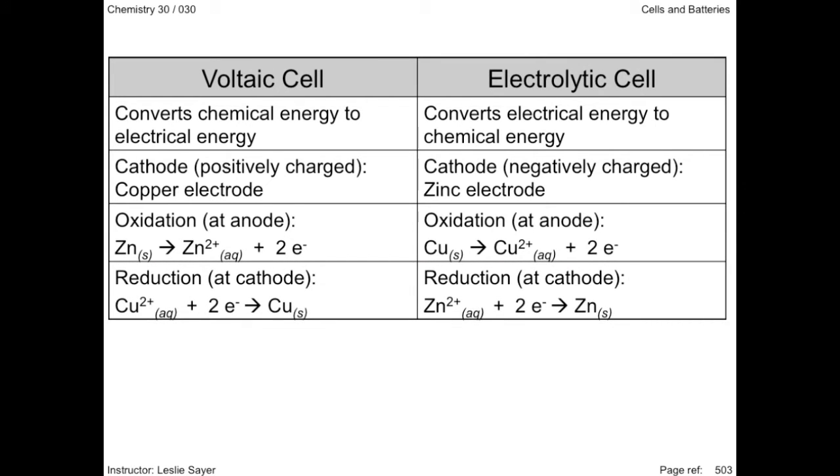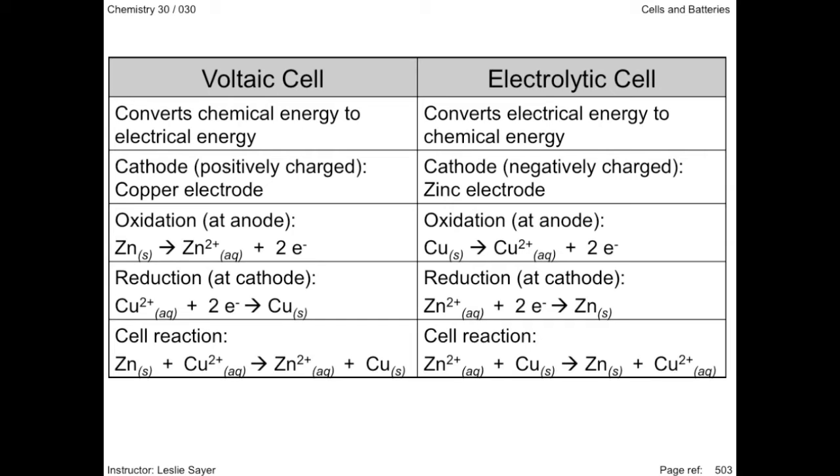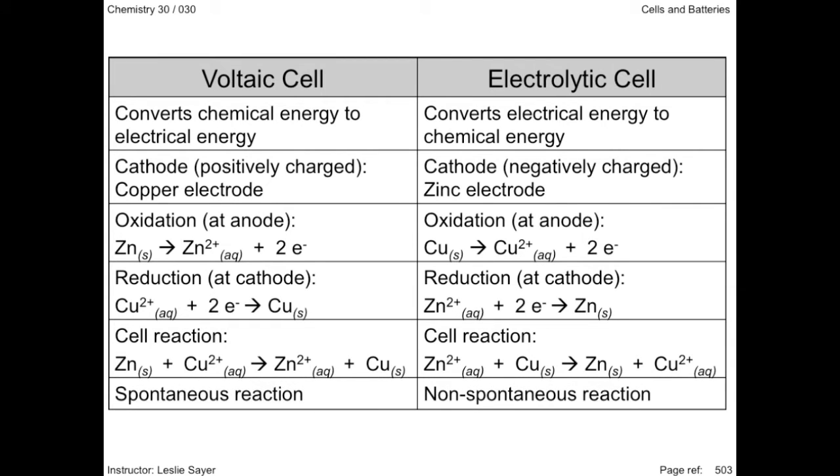Likewise, the reduction half reactions at the cathode, copper ions to copper metal in the voltaic cell and zinc ions to zinc metal in the electrolytic cell. The net ionic equation for the voltaic cell is the reverse equation in the electrolytic cell. Most importantly, the voltaic cell's redox reaction is spontaneous, while the electrolytic cell is non-spontaneous. That is, electrical energy is required to drive the reaction.